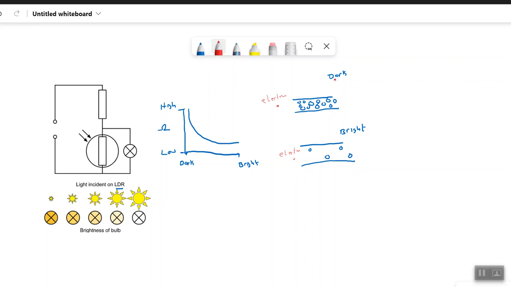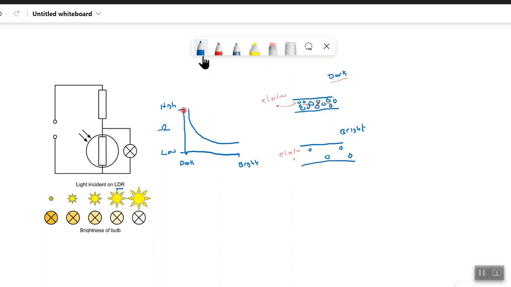When this sensor is in the dark, the resistance is going to be like this. The electron is going to find it very hard to move through this portion of the circuit. When it's dark, the resistance is very, very high, so it's going to be up here in this state. As a result, it's very hard for the electron to move through this circuit.